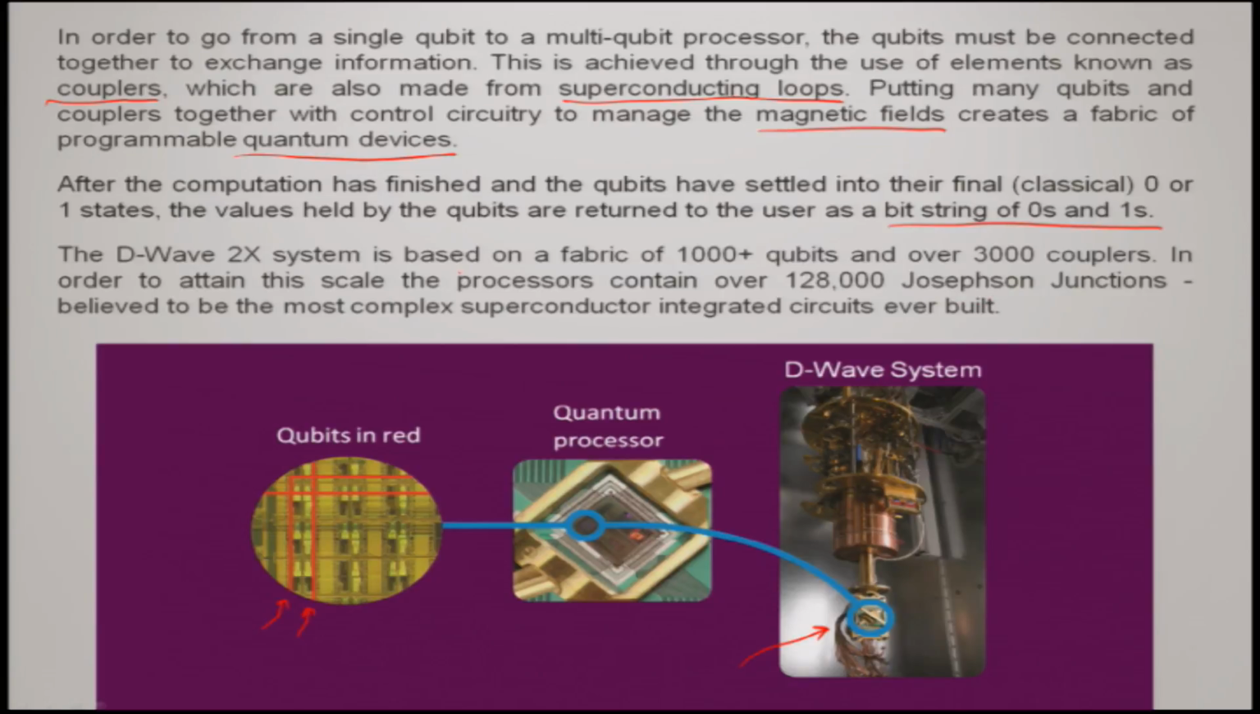The DWave 2X system is based on a fabric of 1000 plus qubits and over 3000 couplers. In order to attain this scale, the processors contain over 128,000 Josephson junctions, believed to be the most complex superconducting integrated circuits ever built. So, that is the claim which the DWave system makes in terms of what they have managed to achieve in terms of 1000 plus qubits.